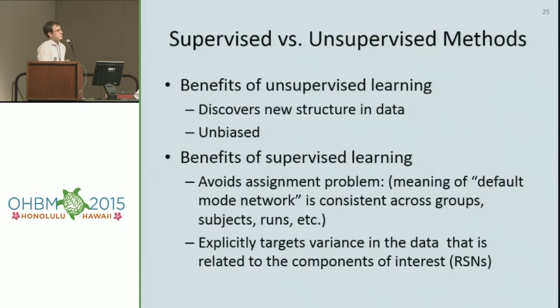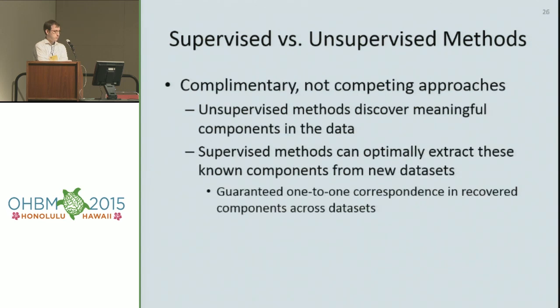So with unsupervised learning, we can discover new structure in the data, and we're not really biased by a prior solution. But with supervised learning, we can avoid the assignment problem, meaning that when we try to find the default mode network in different data sets, we're guaranteed that that entity represents the same thing. We can also explicitly target variance in the data that's related to the components of interest. Essentially, we're boosting the SNR of the data by building a model beforehand for what we're looking for.